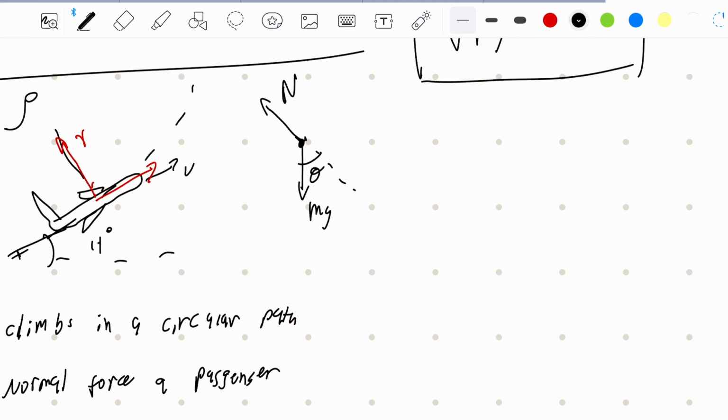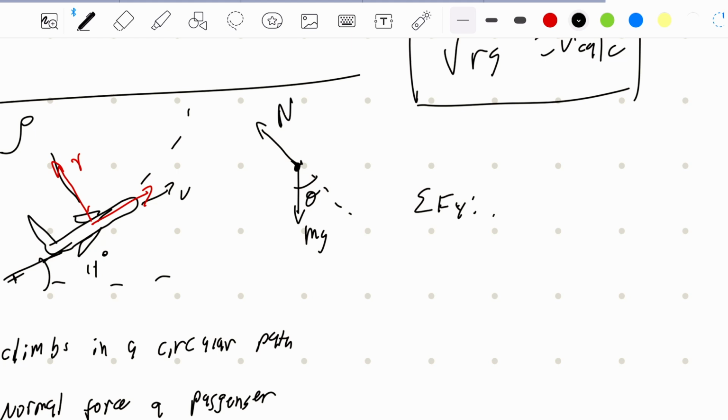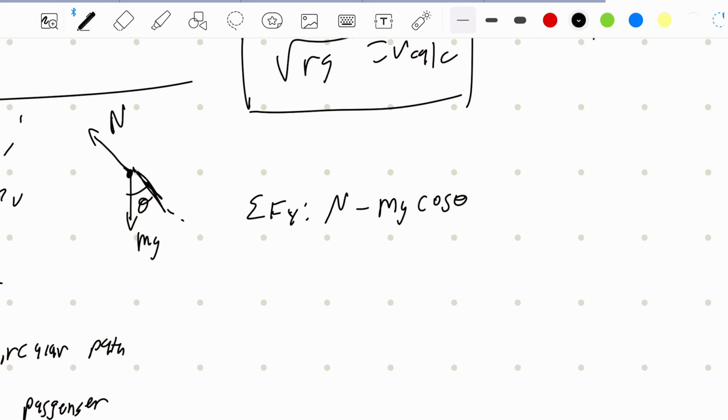So we'll write our sums of forces equation. Sums of forces in the y, we have n minus mg cosine theta, right? Because this is that side there, mg cosine theta. And we have to say this is equal to mv squared over rho, right? Because that's what we just said.